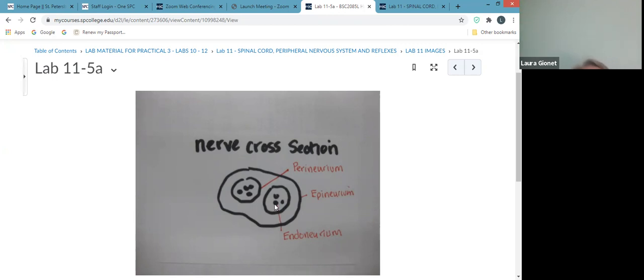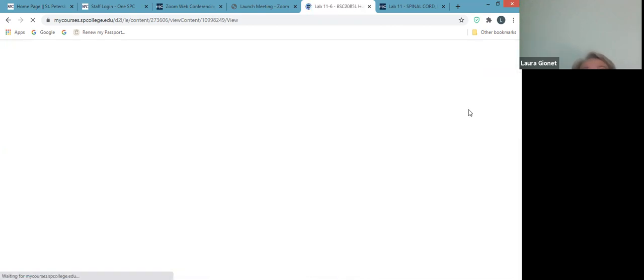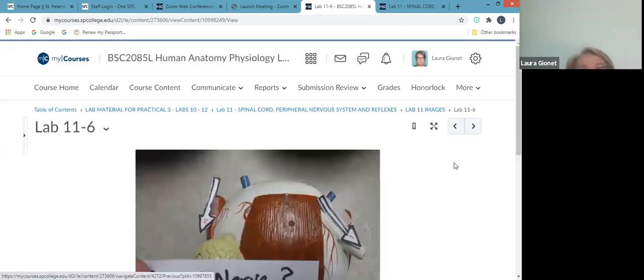endoneurium. To identify the axon and the myelin sheath, it would have to be greatly magnified, and the black dot in the center of an endoneurium would be the axon, and then the clear region would be the myelin sheath. So just because there isn't necessarily a picture identifying that doesn't mean you still don't have to know it.